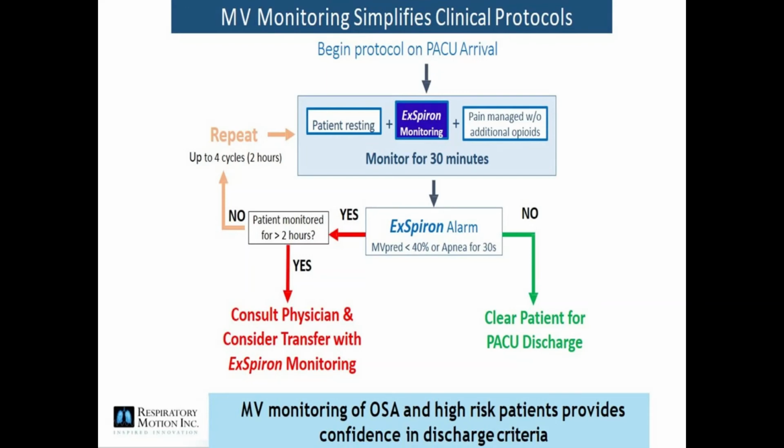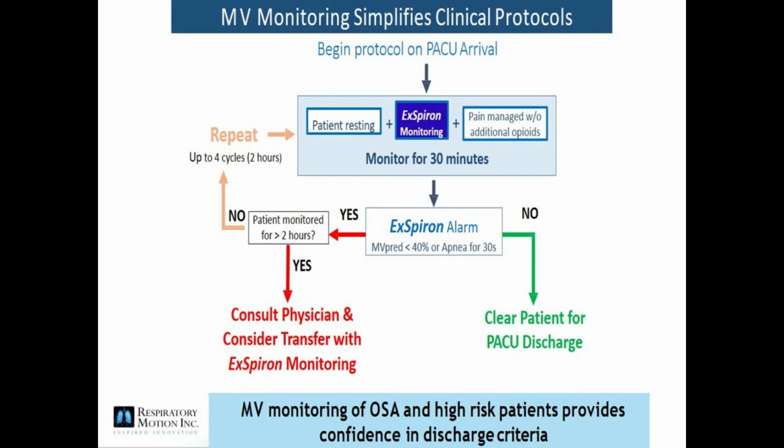If there are no ExSpiron alarms in a 30-minute time period and the patient has required no additional pain management, they are considered safe for discharge to their next phase of care, whether that be home or to the general hospital floor.